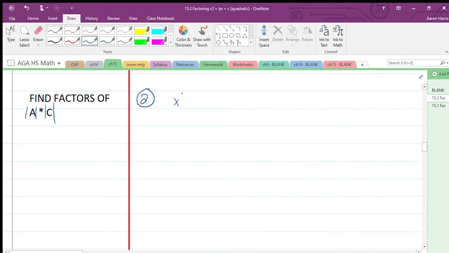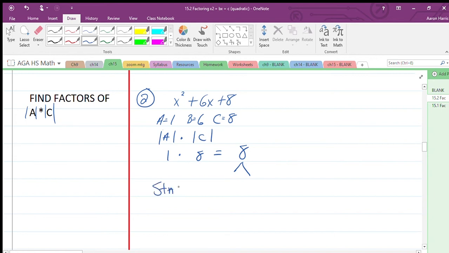Let's say x squared plus 6x plus 8. We already said that A is equal to what? 1. B is equal to what? 6. C is equal to what? 8. What is the absolute value of A times absolute value of C? Well, that's just 1 times 8, which is 8. Now, in order to find the factors of 8, always start with what? Yes, 1.